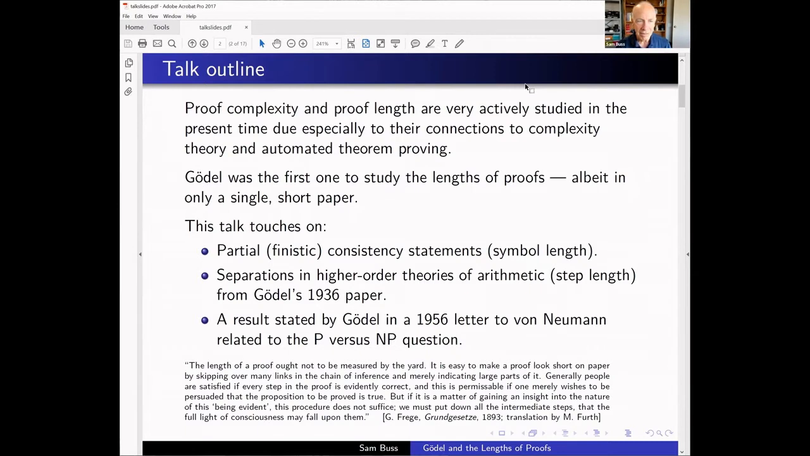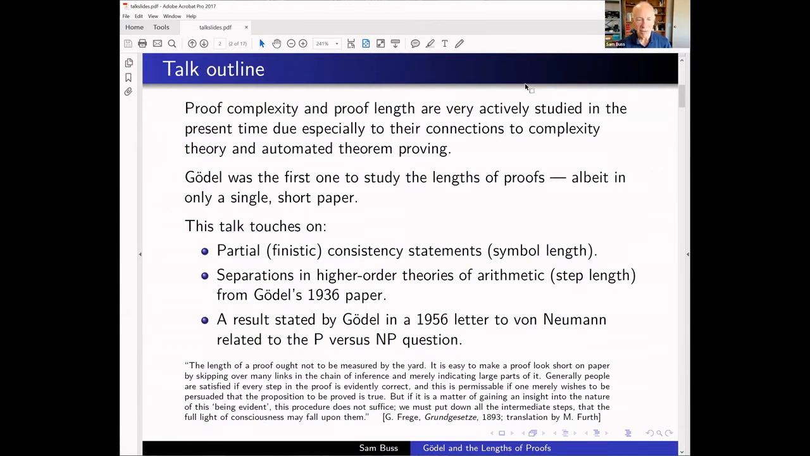I want to talk about the things that Gödel did with the lengths of proofs, and then also some of my own contributions a bit more than 25 years ago, I guess. Gödel was actually the first one to study the lengths of proofs, and he did this primarily in a very short paper in 1936 that was done without even giving any proofs of the assertions he made. And I want to talk about that. That's the second bullet point on the list.